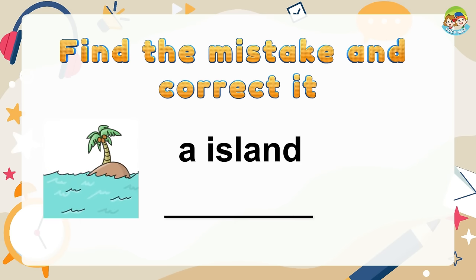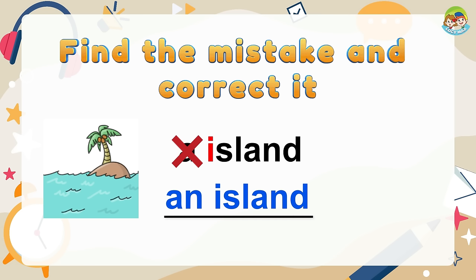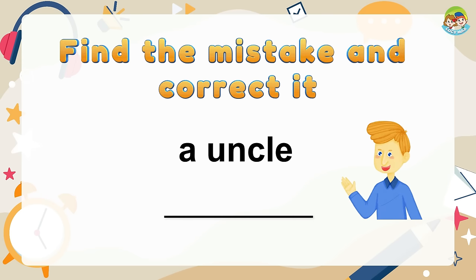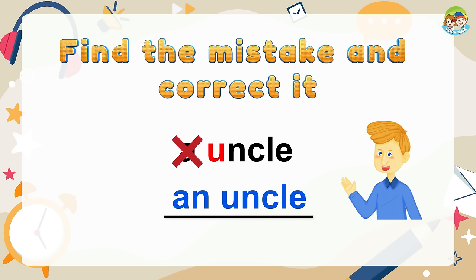A island. Island begins with a vowel. We use an with vowels. So you write an island on the line. A uncle. Uncle begins with U. It's a vowel. So you write an uncle on the line.